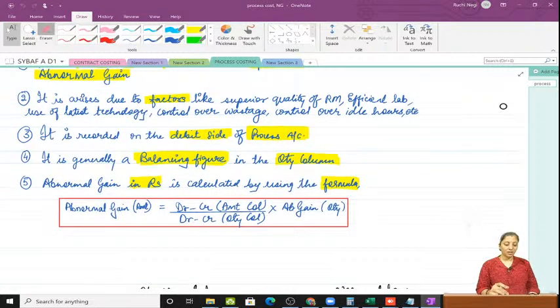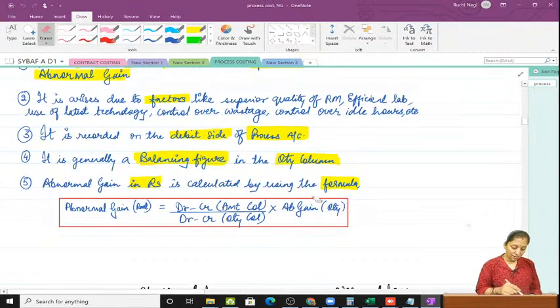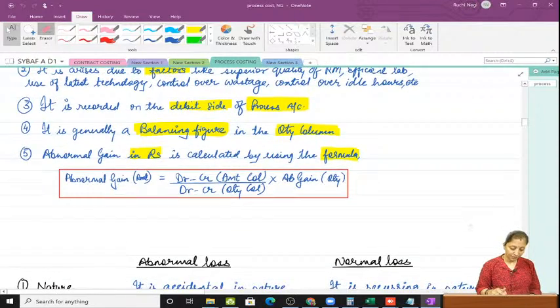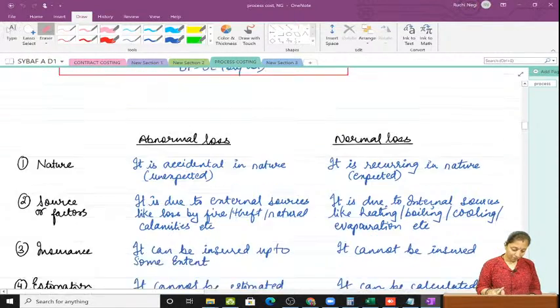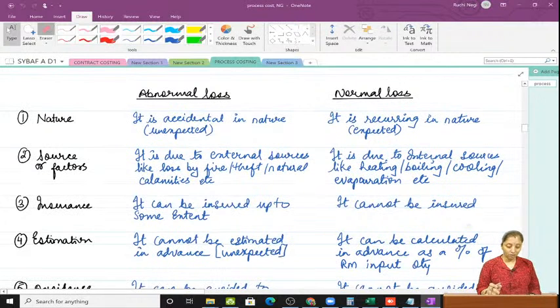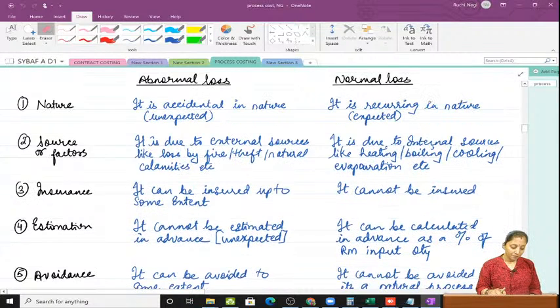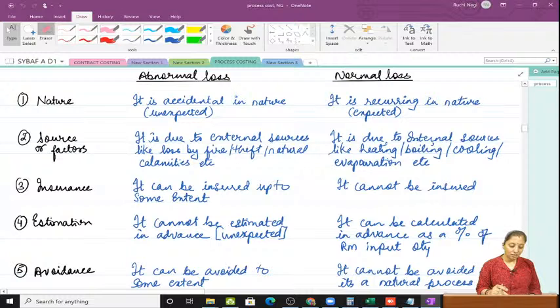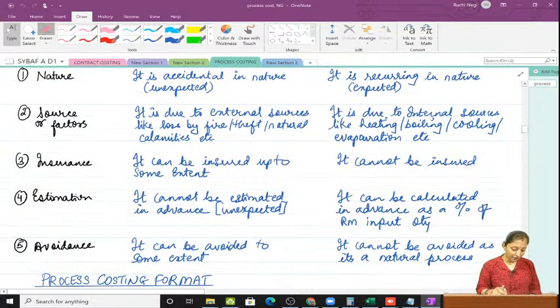Okay, and which side is it recorded? Abnormal gain is recorded on the debit side of the process account. This is the formula, same as for abnormal loss. This is the probable difference between abnormal loss and normal loss. Normal loss is accidental, recurring in nature, that is, expected loss, due to internal factors. Abnormal loss is due to external factors. Normal loss cannot be insured, but abnormal loss can be insured to some extent.